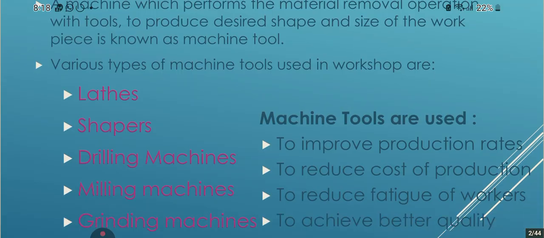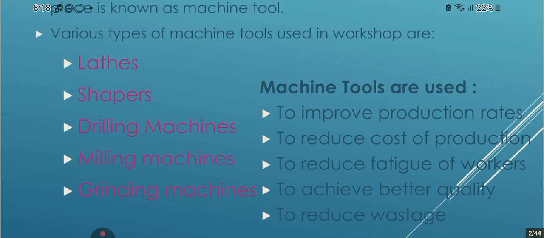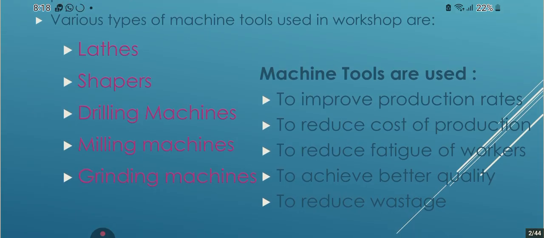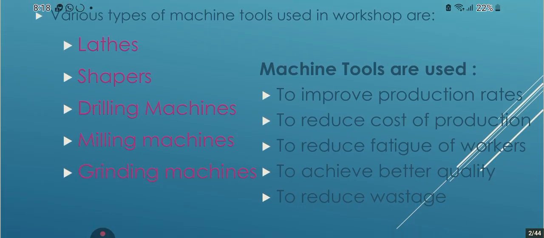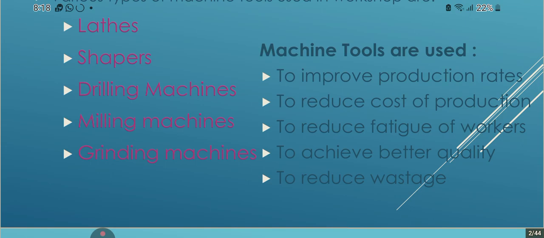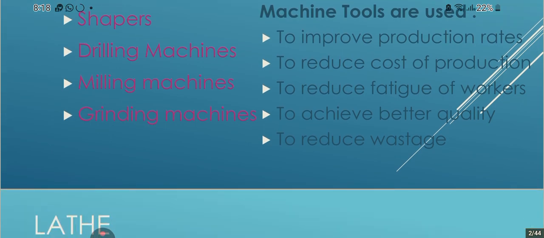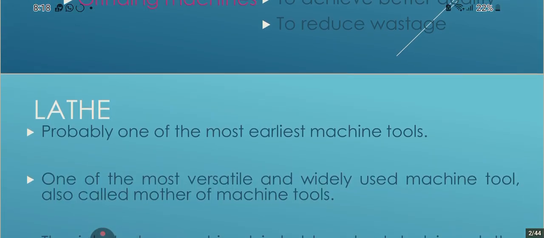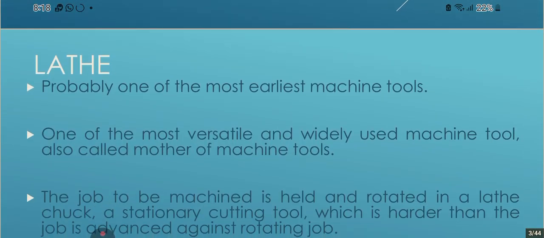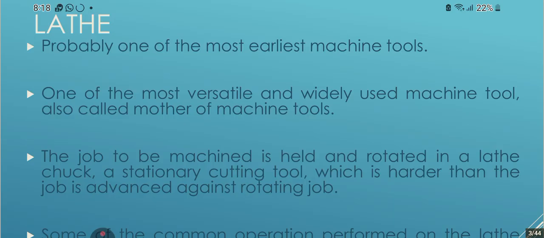There are various types that are used in the workshop, like lathes, shapers, drilling machines, milling machines, and grinding machines. Machine tools are used to improve production rates, to reduce cost of production, to reduce fatigue of workers, to achieve better quality, and to reduce wastage. The lathe is probably one of the earliest machine tools and one of the most versatile and widely used machine tools, also called the mother of machine tools.